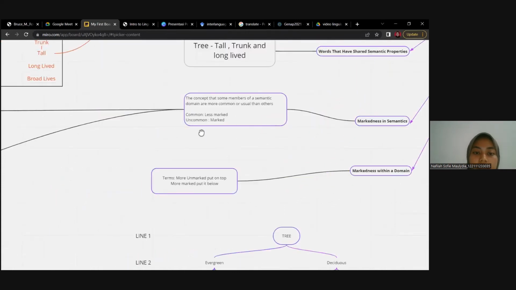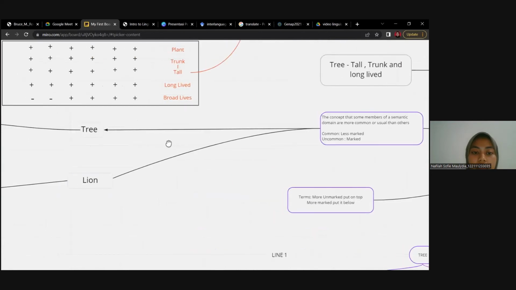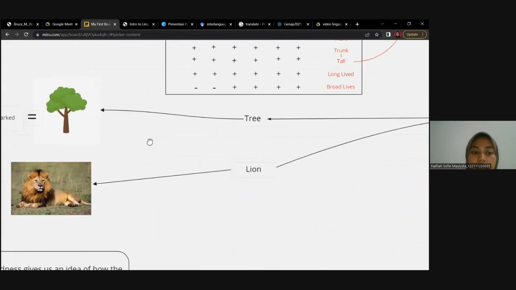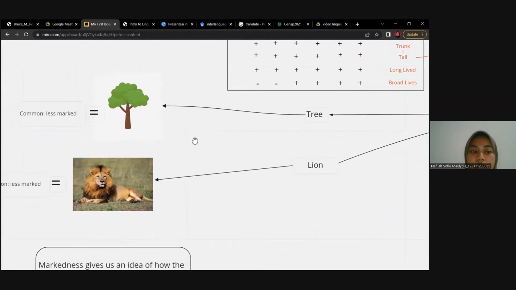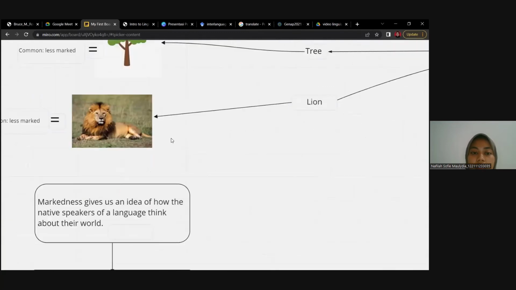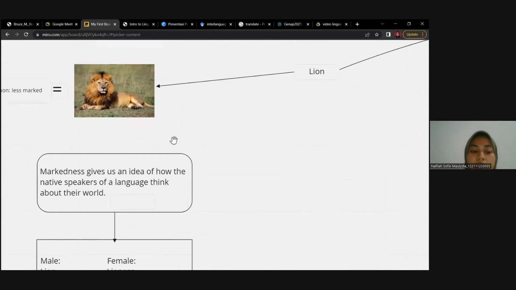For example, tree, like the picture. It is common, unmarked. For a second example, lion, like the picture. It is common, unmarked. We cannot say this lion, male lion or female lion. Markedness gives us an idea of how the native speakers of a language think about their world.